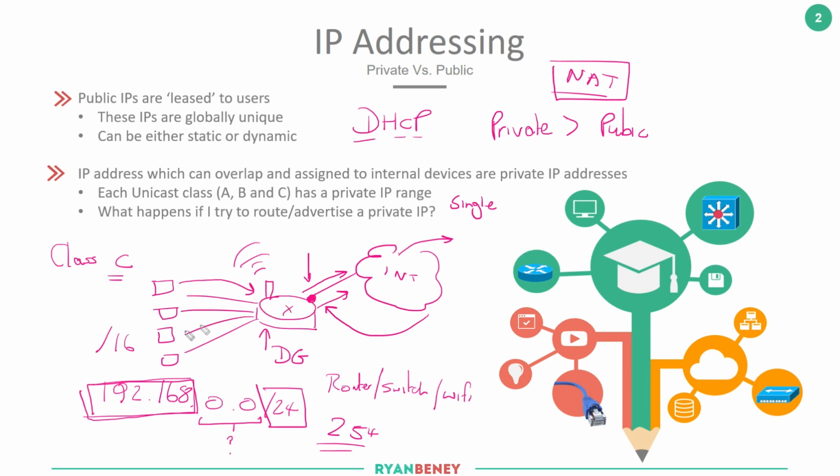And essentially these IPs can overlap, meaning your next door neighbor, the next company, wherever it may be, they too can also use this 192.168 IP range because it's contained within your premises. It doesn't go out to the internet.